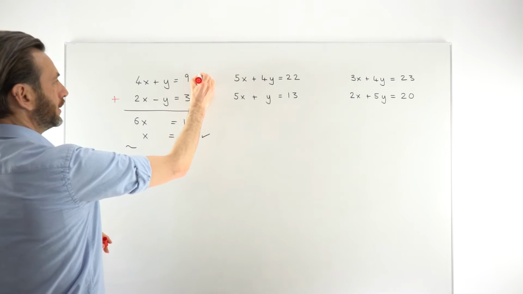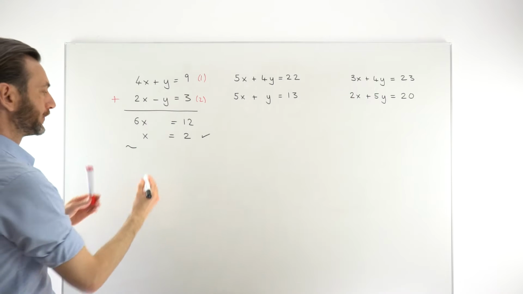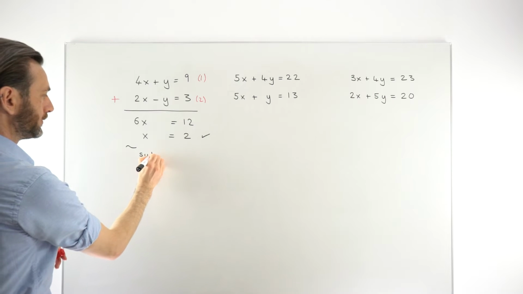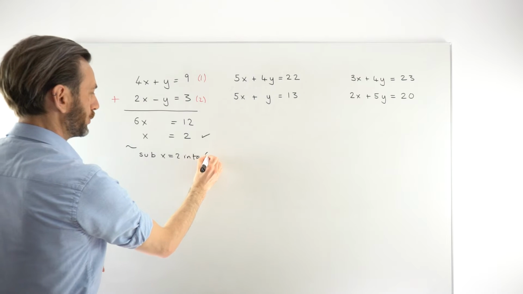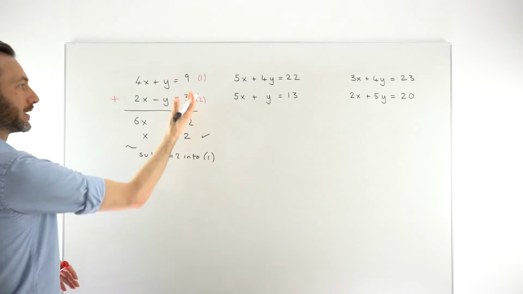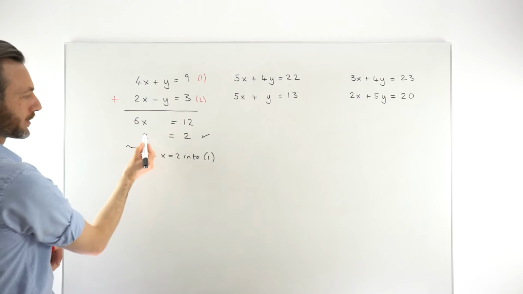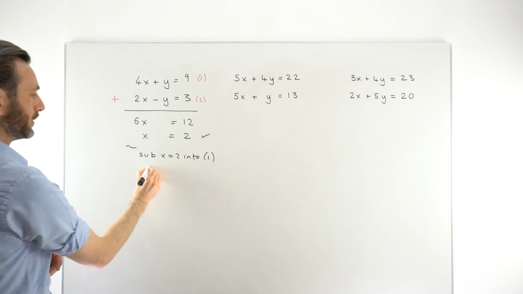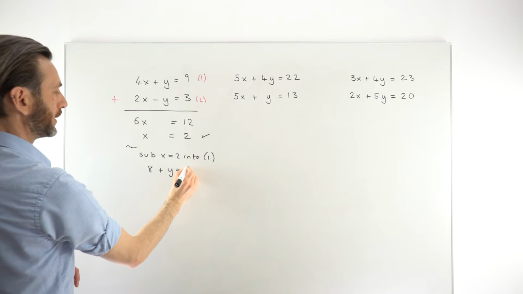Let's call these equations 1 and 2, and we'll substitute it into equation 1. So we're just going to substitute x equals 2 into equation 1. If you substitute into the other equation, you should get the same solution. So 4 times x, well, that's now 4 times 2, which is going to be 8, plus y equals 9. So plus y equals 9.